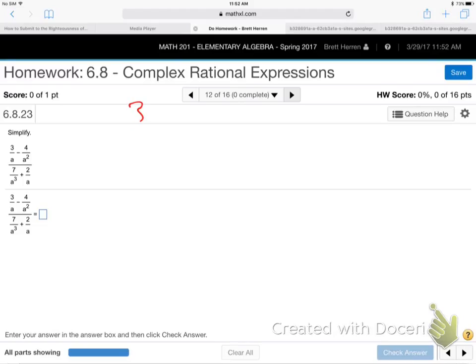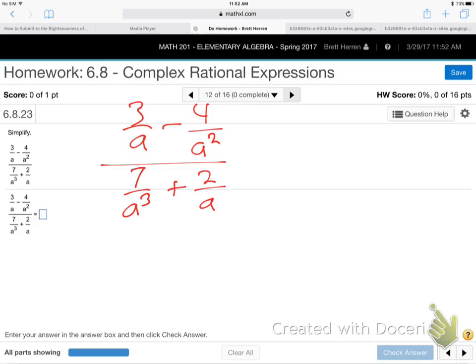Okay. So 3 over a minus 4 over a squared, 7 over a cubed, plus 2 over a. All right. Shop the common denominator.